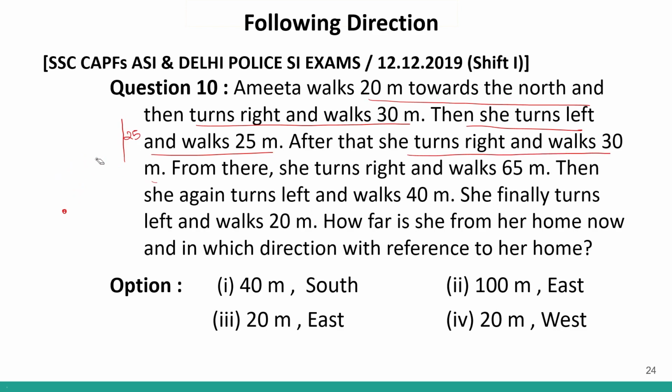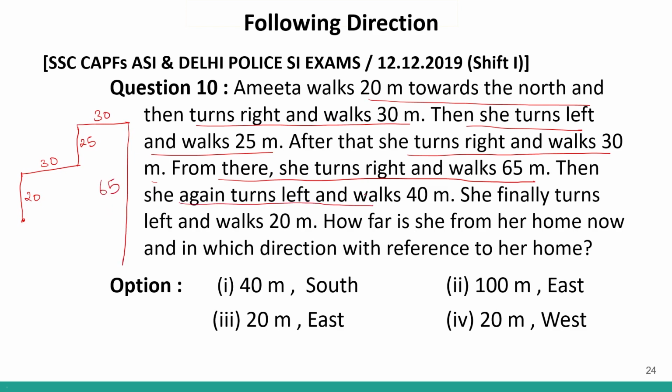So let me draw it a little bit on the side. Let's say this is the starting point, 20 meter, then right, then 30 meter, then left, 25 meter, and then right and walks 30 meters. So right and 30 meter. From there, she turns right and walks 65 meter.